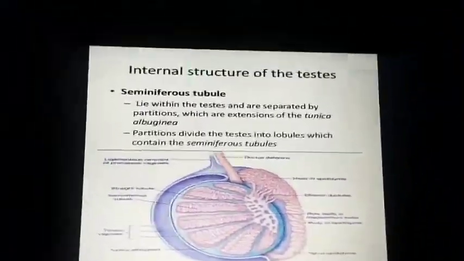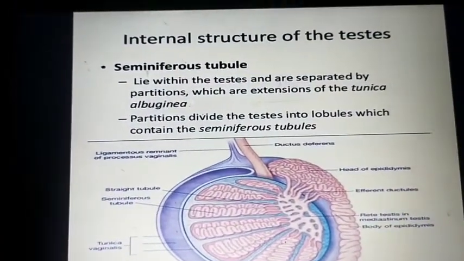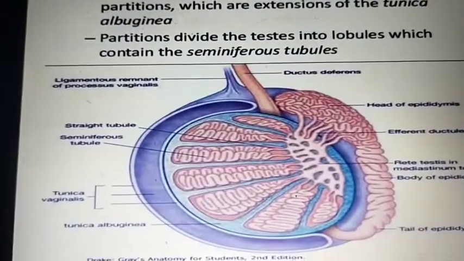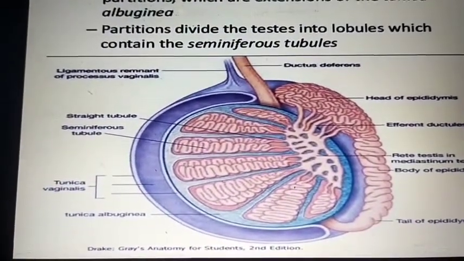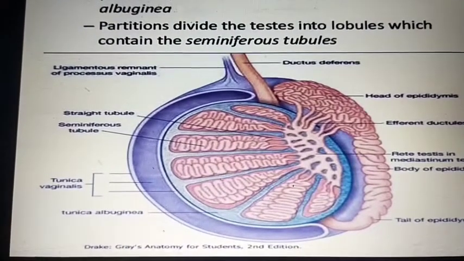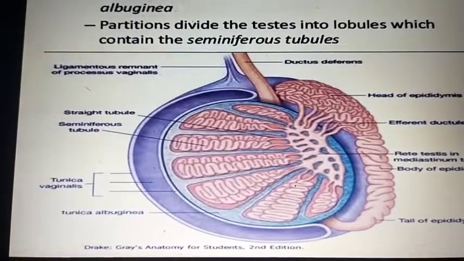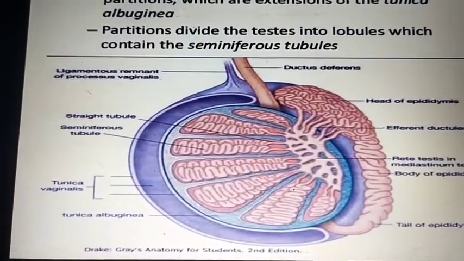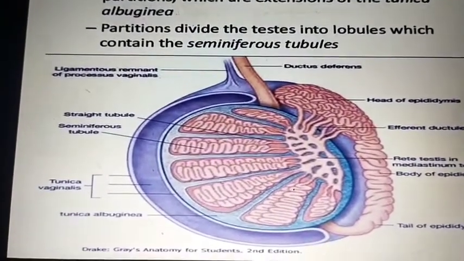Okay, now we can go for the internal structures of the testis. That is the seminiferous tubules. They lie within the testis and are separated by the partitions, which are the extensions of the tunica albuginea. The partitions divide the testis into lobules, which contain the seminiferous tubules.